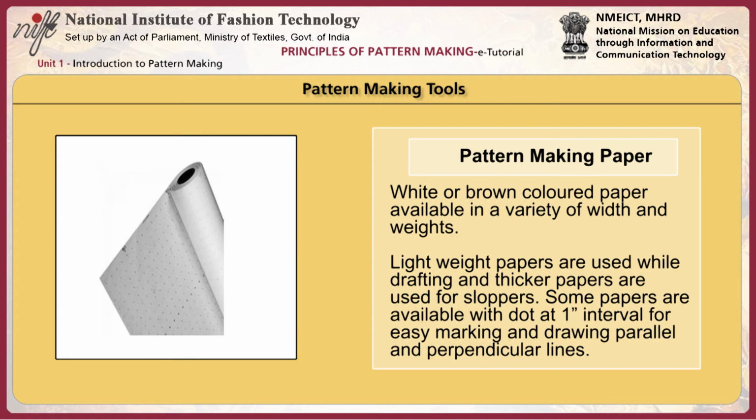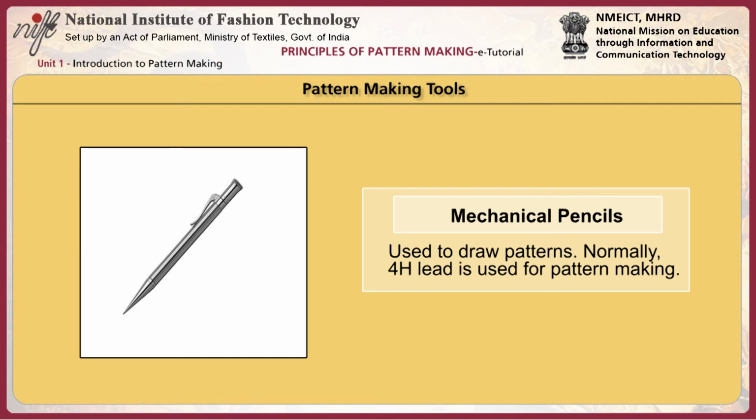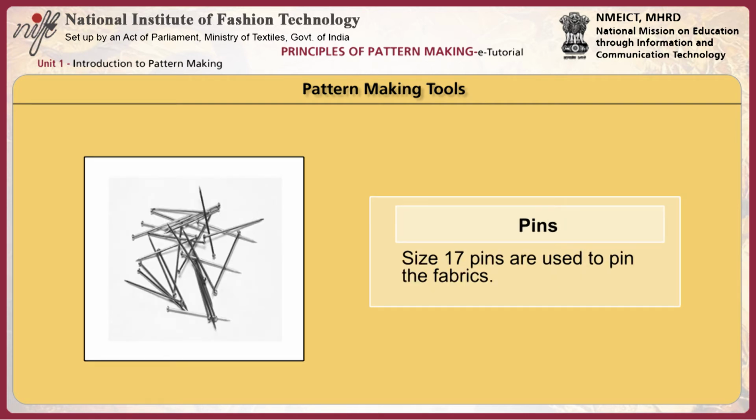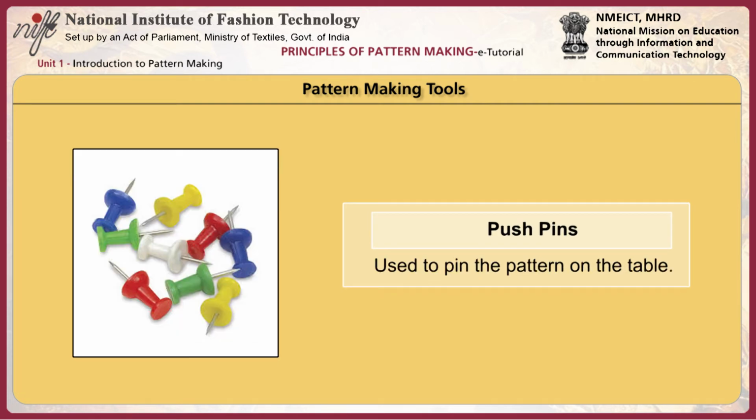Paper is available in white or brown color in a variety of widths and weights. Lightweight papers are used while drafting and thicker papers are used for slopers. Some papers are available with dots at 1 inch intervals for easy marking and drawing parallel and perpendicular lines. Mechanical pencils are used to draw patterns. Normally 4H lead is used for pattern making. Size 17 pins are used to pin the fabrics. Push pins are used to pin the patterns on the tables.